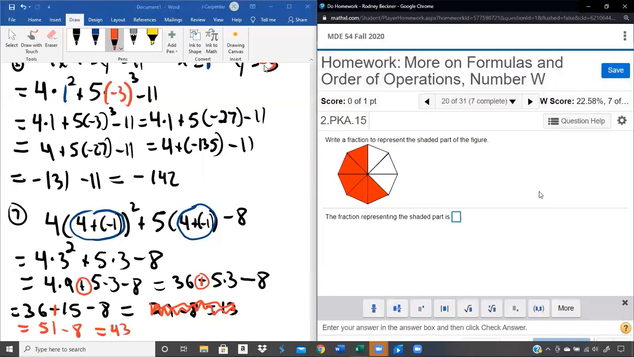All right, so write a fraction to represent the shaded part of a figure. When you have a shape like this, they're trying to say that this whole shape, if this whole thing was red, that would be one whole. But they're dividing it into different sections, and these can be circles or squares or any type of shape in the world, triangles, octagons, decagons, heptagons. Here we got the octagon.